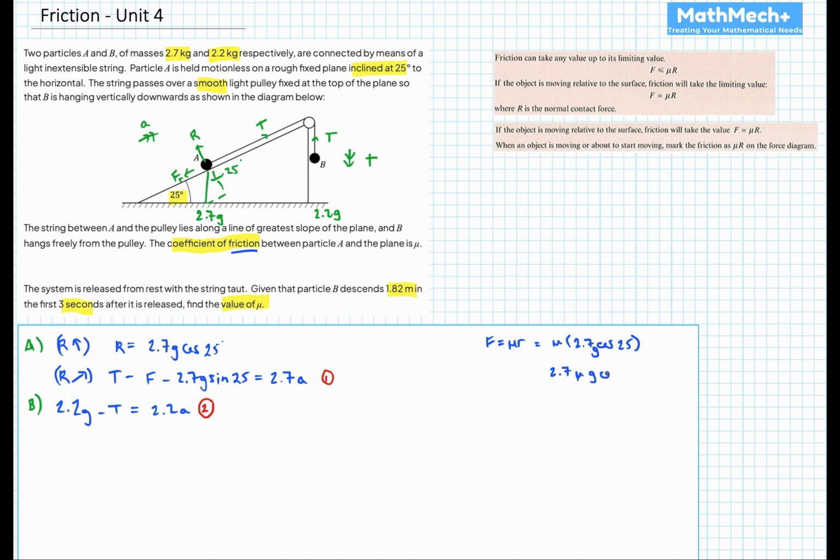So I'm just rearranging and rewriting it there. So 2.7 mu, that symbol, and of course the g cosine 25. From there, it might be a little bit tricky in terms of how to see what comes next. So just think about what you're doing.